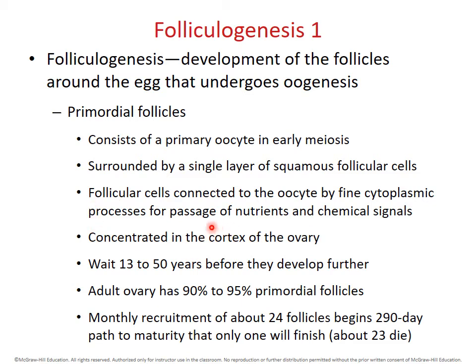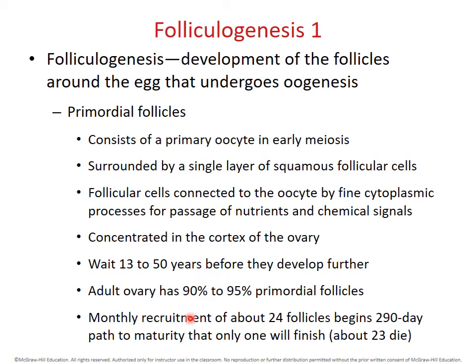They're mostly found in the cortex of the ovary, and because we have 200,000 of them and only 24 or so get activated every 28 days or so, some of them have to wait as much as 50 years or more in some rare cases before they actually develop any further. The vast majority of them never develop beyond just being arrested in meiosis.